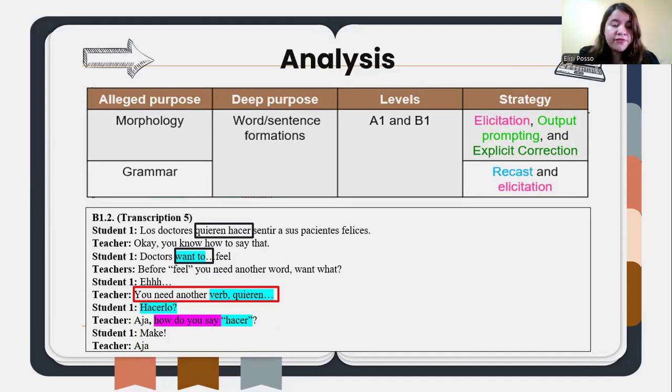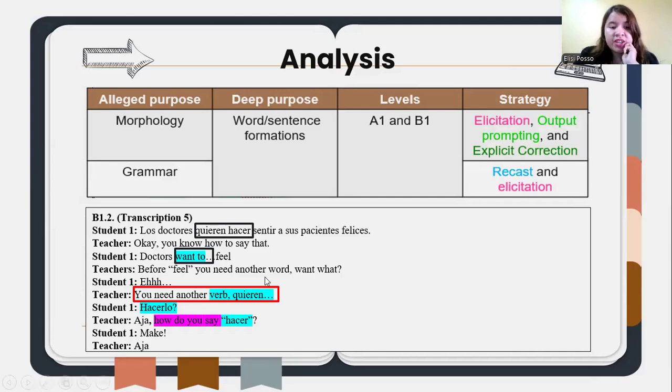So, for example, in the first case, she decided to change the "want to" to Spanish quieren, to guide the student to produce the correct answer. And the second instance in which the recast happened is when the student says hacerlo instead of hacer, and the teacher immediately corrects it to hacer.